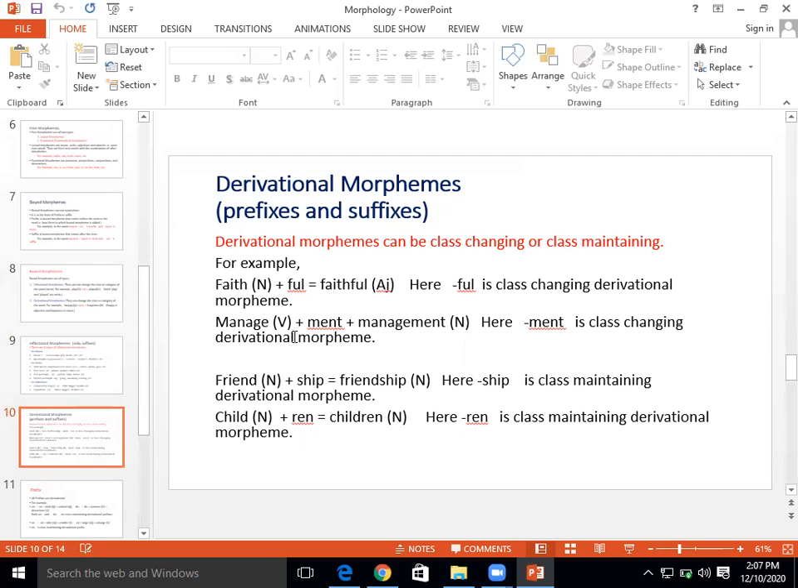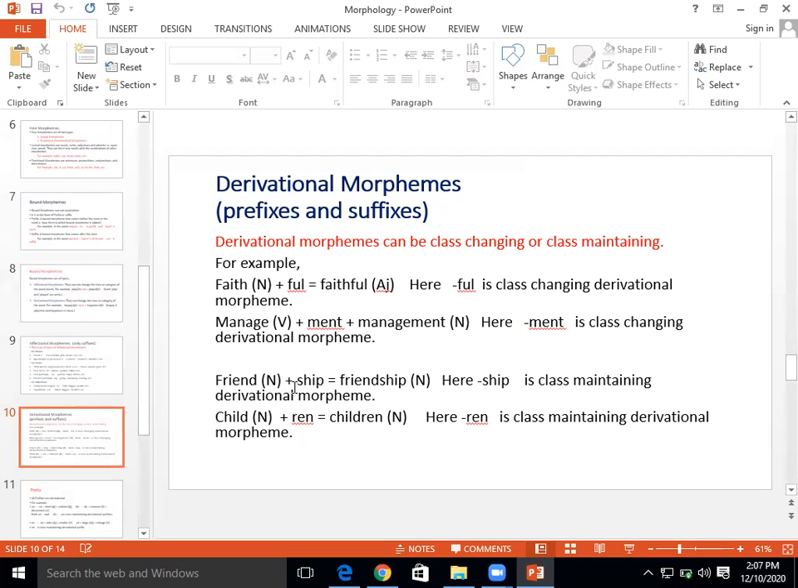In another example, manage is a verb, and when we add ment to manage, it becomes management. Actually, it should be equal to here, by mistake it has become plus. So management. So here ment is a class changing derivational morpheme.